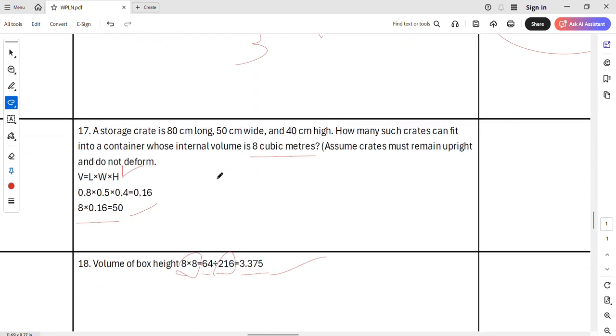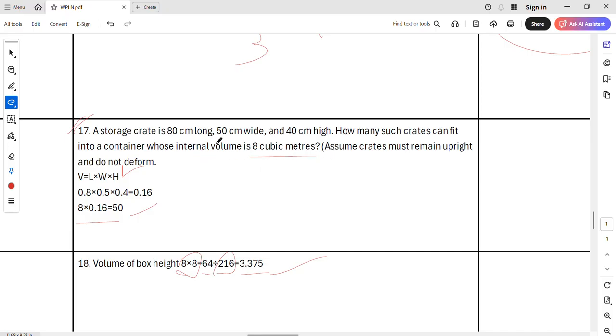Okay, the next question number 17. A store crate is 18 centimeter long, 50 centimeter wide and 40 centimeter height. How many such crates can fit into the container whose internal volume is cubic meters? Assuming the crates remain upright and do not deform. Okay, so the internal volume is 8 cubic meter.